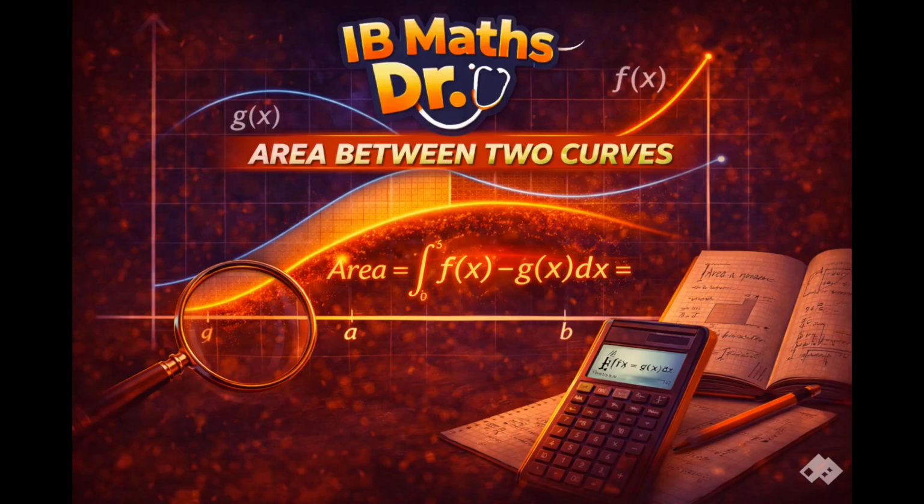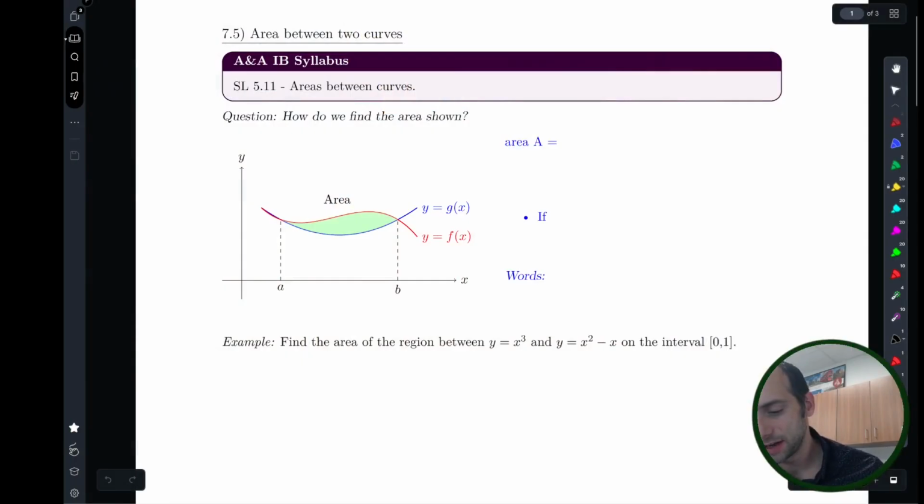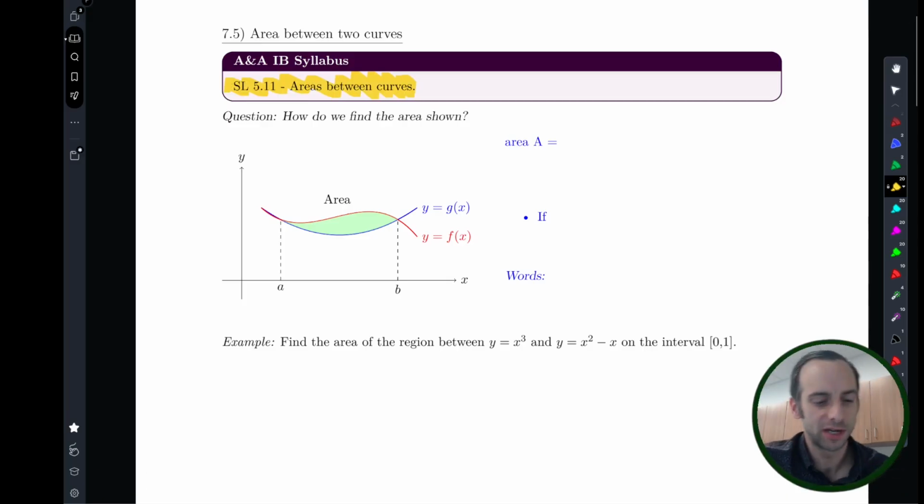All right, in this final section of Unit 7, we are moving on naturally to the area between two curves, having already looked at definite integrals, the way to compute them by hand, the way to compute them on the calculator, and what they represent in terms of area under a single function. So we are on to section 5.11 of the IB SL Analysis and Approaches syllabus. Very simply put, area between curves.